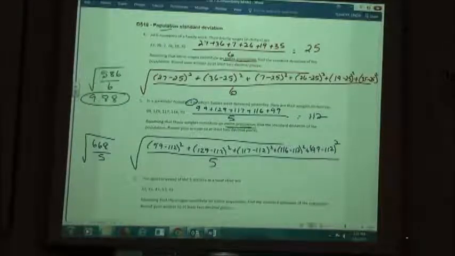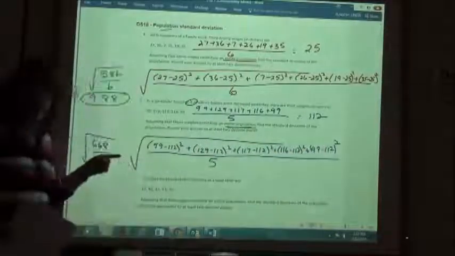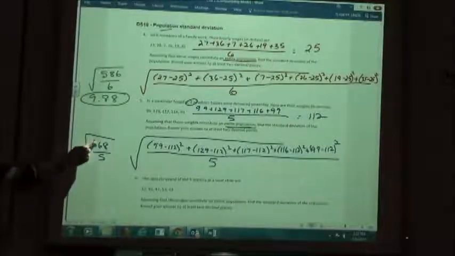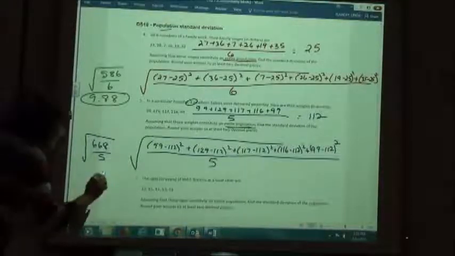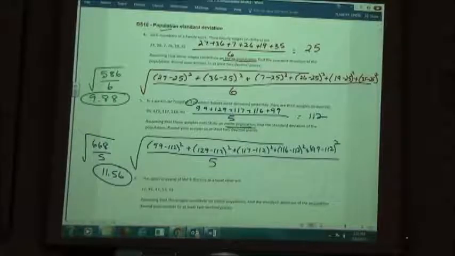So perhaps, I don't know if you hit equals first, but you have to make sure you do this whole top part and get one number before you try to do your dividing by 5. So I get 668 on the top over 5, and then I'm going to do the square root of 668 over 5 and round it off to 2 decimal places again. 11.56 then should be our standard deviation.